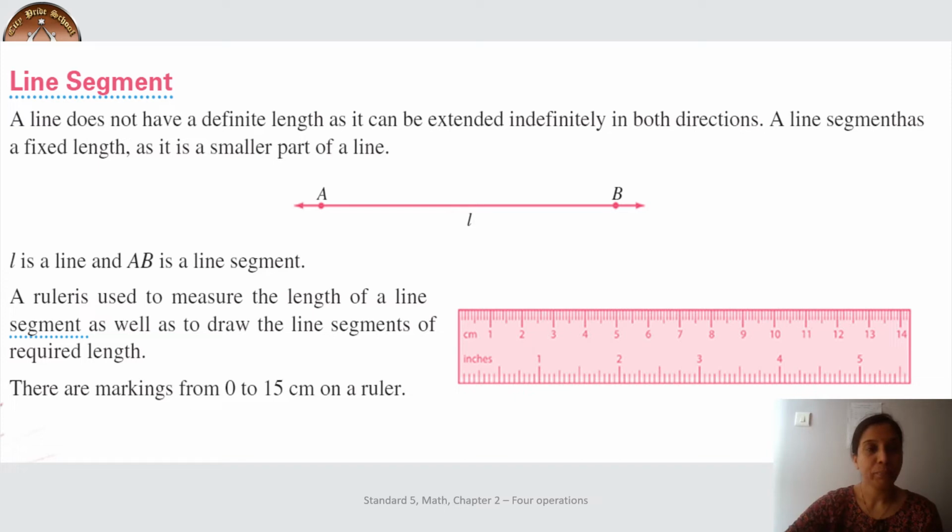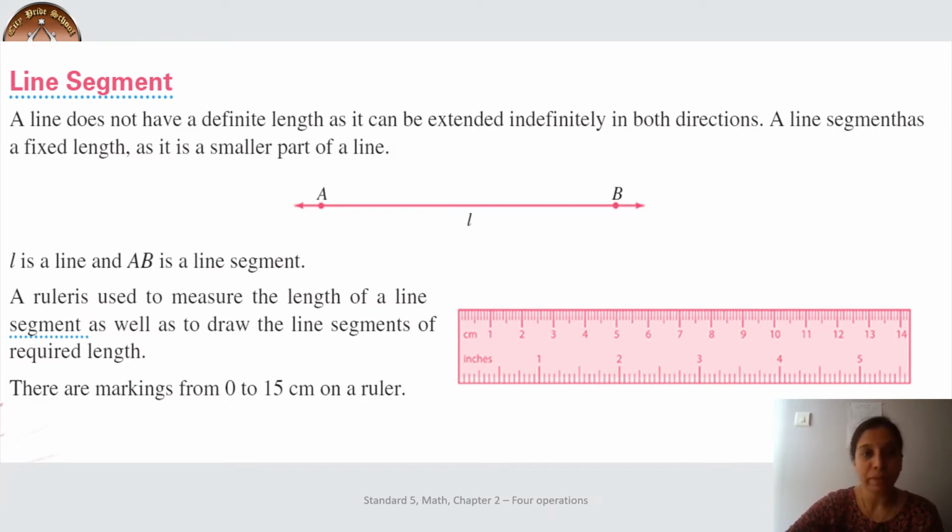Line segment. A line does not have a definite length, as it can be extended indefinitely in both directions. A line segment has a fixed length, as it is a smaller part of a line. As a line segment is a part of a line, when we draw a line and we extract a part, it is known as a line segment. Here the line is L, which we can see by the two arrows. The line is denoted by the letter L. So L is a line and AB is the line segment here.